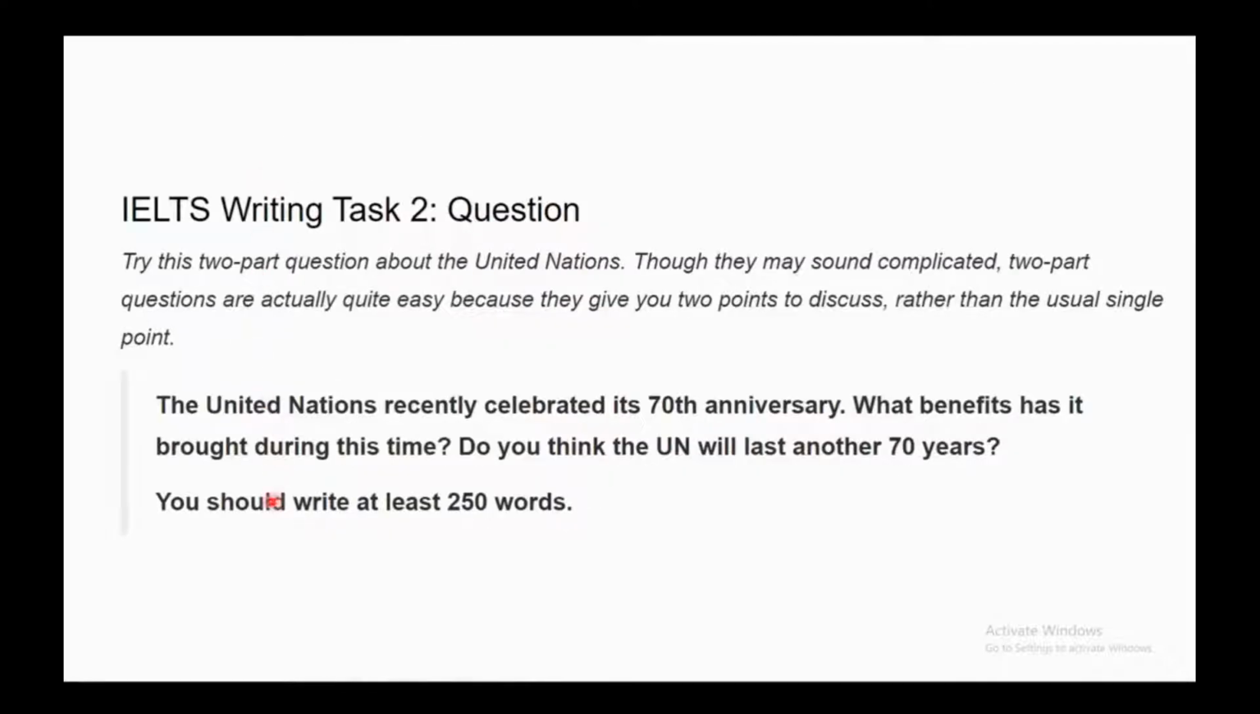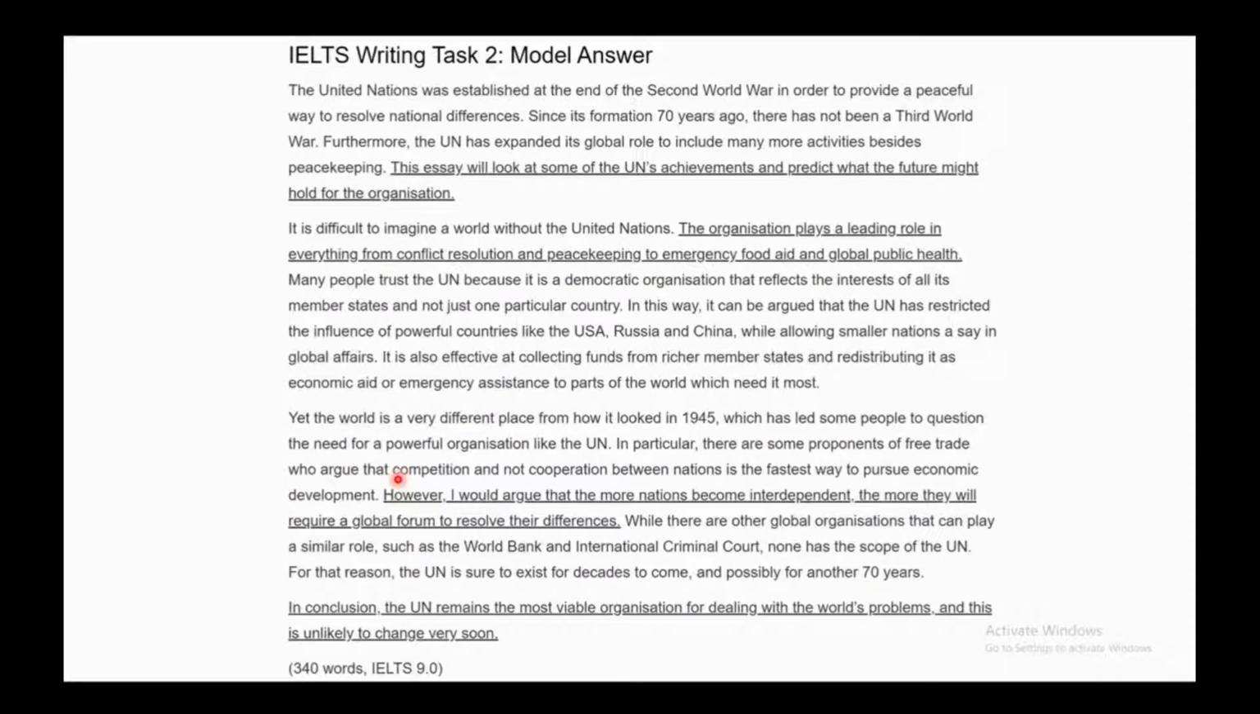Here is another example of IELTS writing task 2, and you need to understand the question, read the question carefully, and then answer. You can spend 40 minutes on task 2 and 20 minutes on task 1, and task 2 is much more important and task 1 is less important. So when you appear in the IELTS, you first attempt task 2 and then attempt task 1, because the grading and the score of task 2 is much higher than task 1. Here is the model answer of task 2.